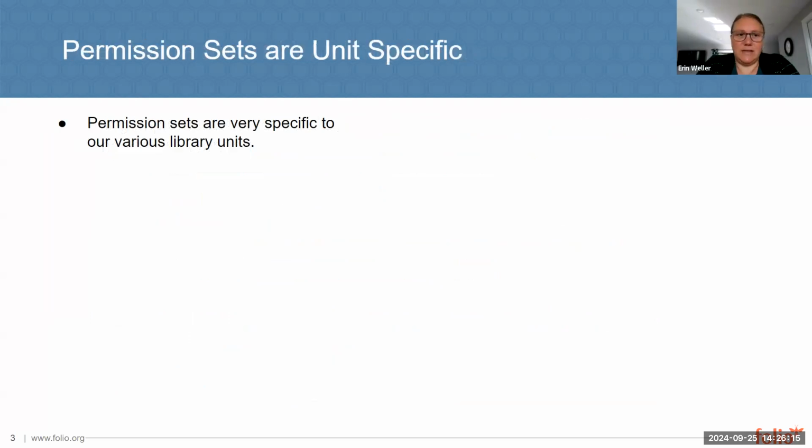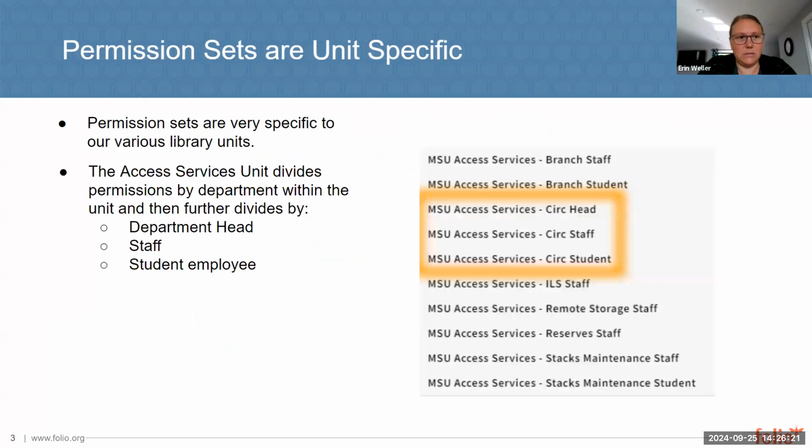So our permission sets are unit specific. They vary depending on what the unit is. You could click, please. Just as an example, I've got 2 examples here. The Access Services unit divides the permission up by department within the unit, and then it further divides by department head, staff, and student employee. So here's just a little example.